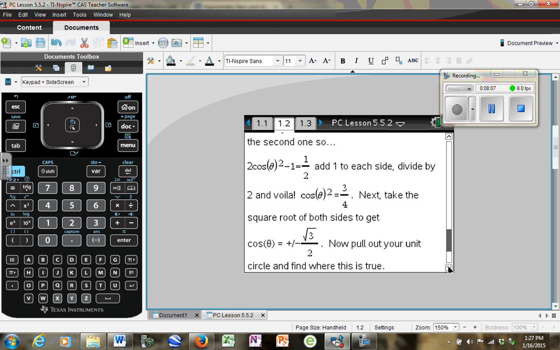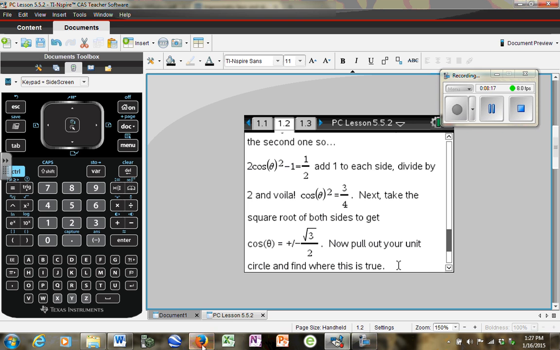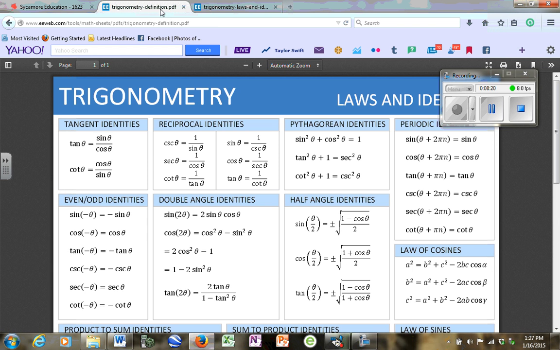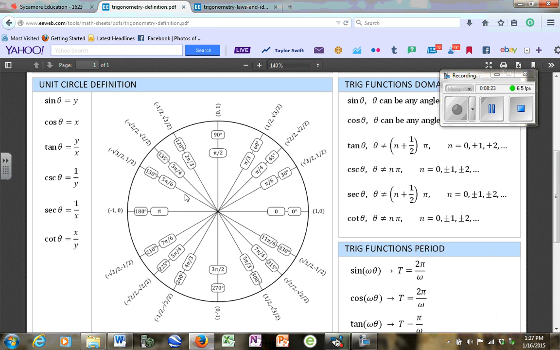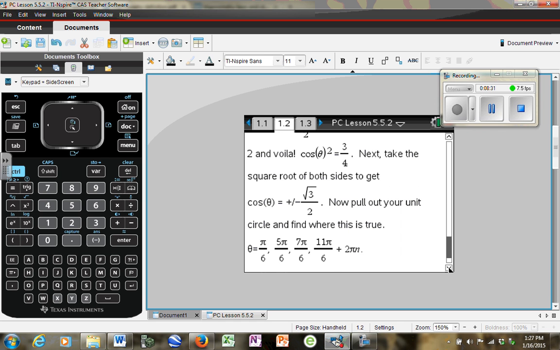The cosine of the angle equals plus or minus square root of 3 over the square root of 4, which is 2. And now you pull out your unit circle, and you're going to find where that's true. Where's that stupid unit circle? There it is. Where is it true? Can you see that on the picture? Oh, yes, yes. I almost heard you say it. If you said it a little louder, we would be right there.